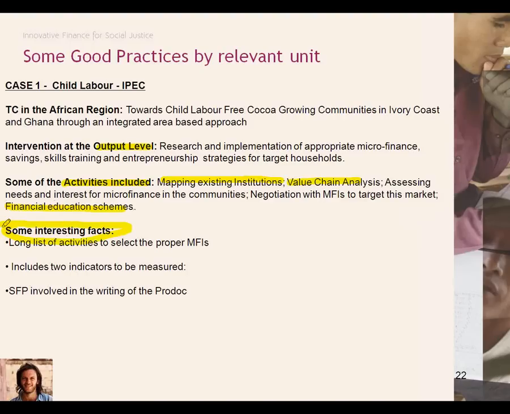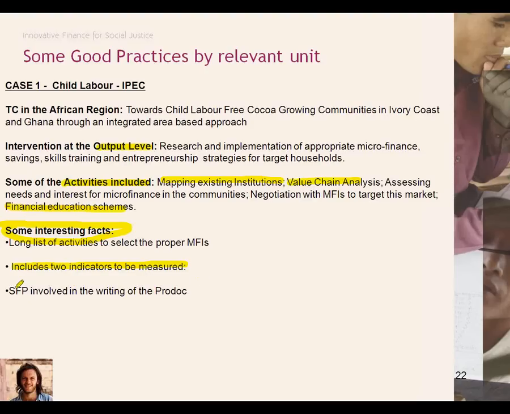So some interesting facts about this good practice and why we call it a good practice. First is that the product included a long list of activities to select the proper partners for this project. And this would assure a responsible practice by the microfinance institution selected, and also a right monitoring of clients and ongoing support. It also included 2 clear indicators to be measured by the project. The first one was the number of microfinance institutions that were extending services to the targeted population, and the second one was the number of households accessing credit.